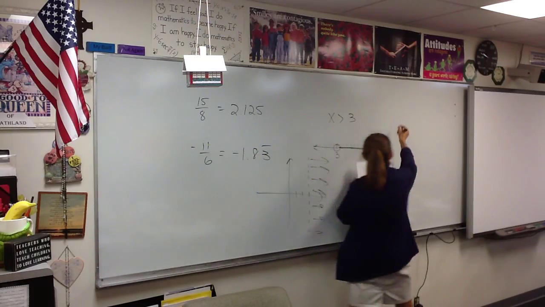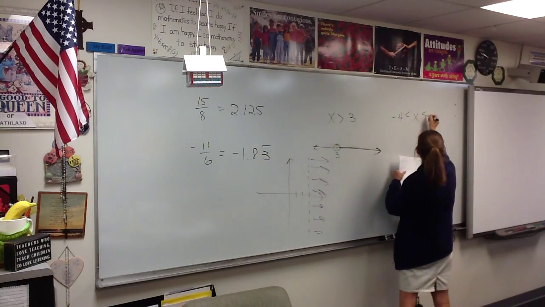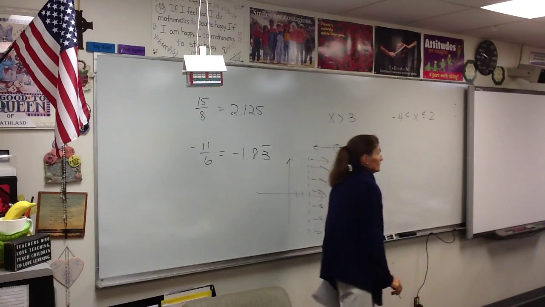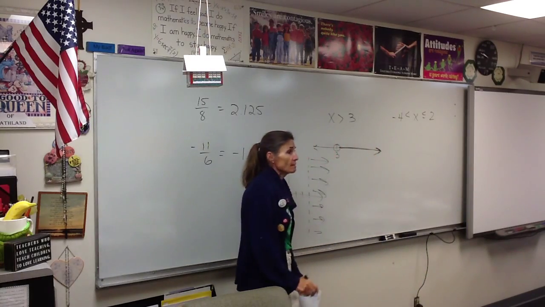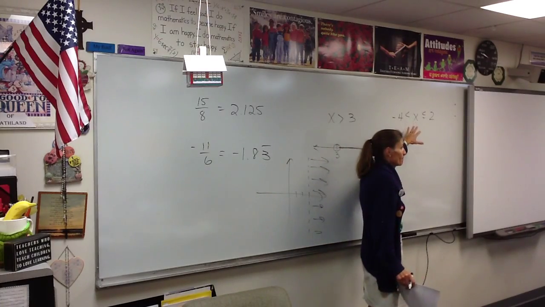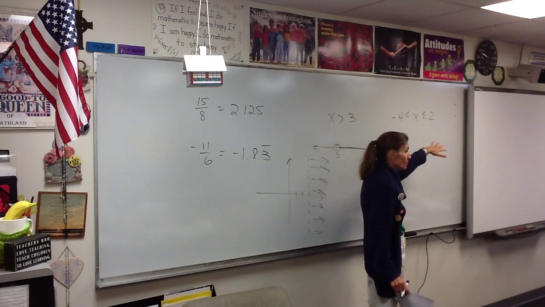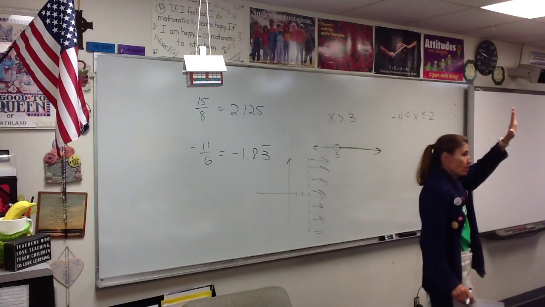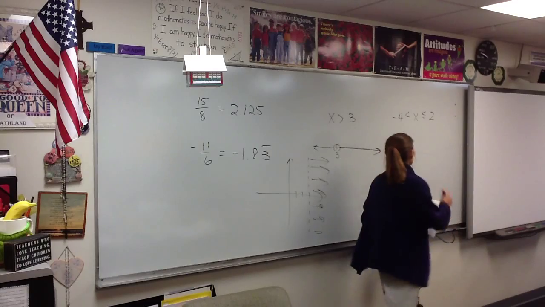All right, how about this next one? What are we talking about here? Let's start with reading it. Somebody new that hasn't spoken today. Who can read this to me? What does this say? Negative 4 is less than x, which is less than or equal to 2. Perfect. Now, what would that look like on the number line?